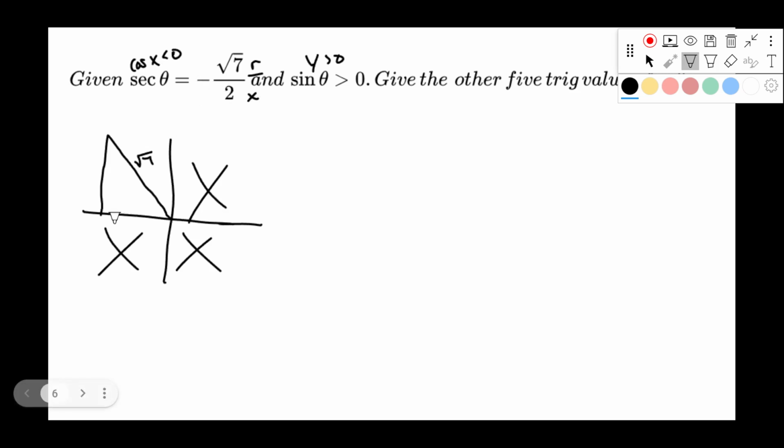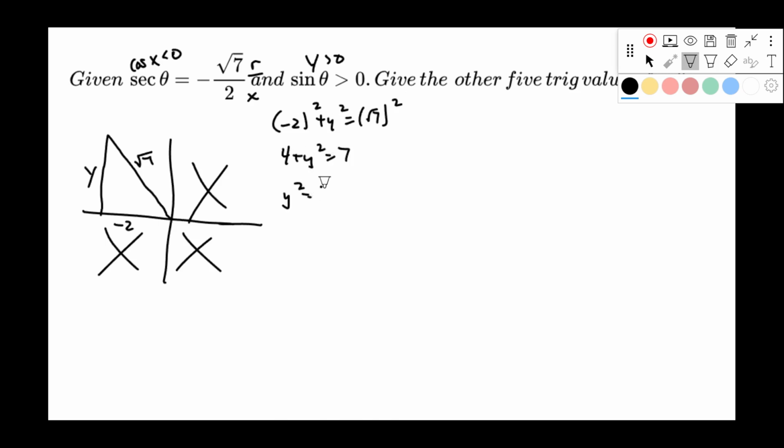Yeah, that makes sense because, look at my triangle, I'm going left. So my x coordinate is, in fact, negative 2. But I don't have the y coordinate. I could find it, though, with the Pythagorean theorem. Negative 2 squared plus y squared equals root 7 squared. So that's 4 plus y squared equals 7. So y squared equals 3. Take the square root. Y equals plus or minus square root 3.